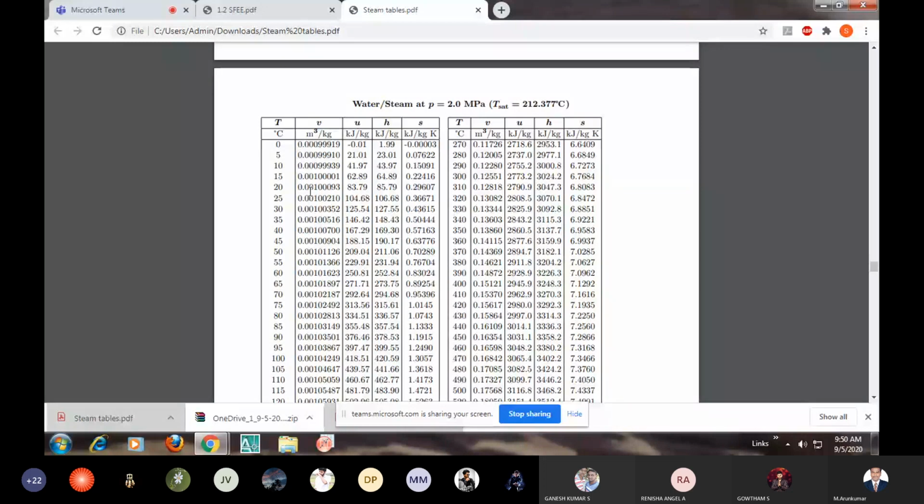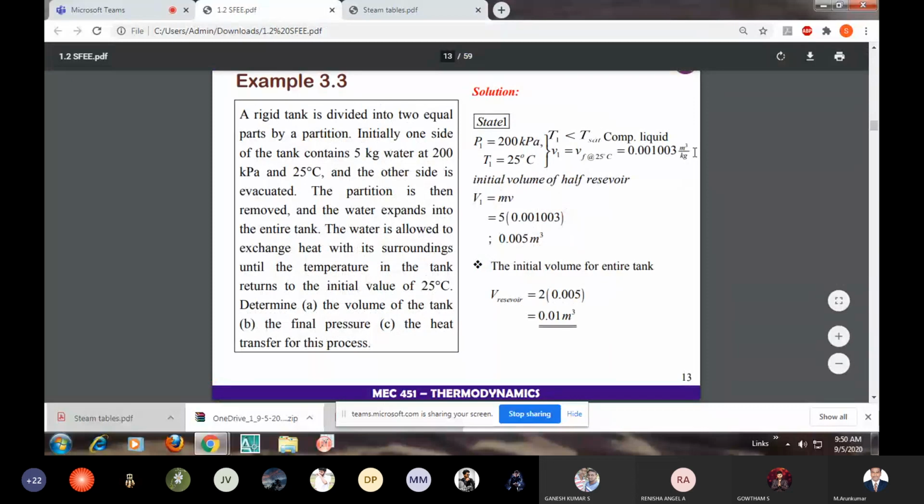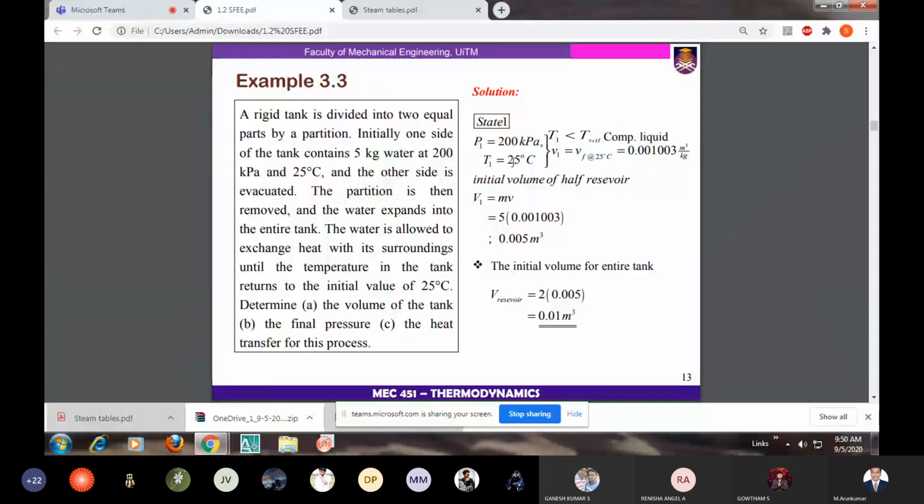I can take the V1 value as 0.001003. Here they were taken 0.3, right, approximately. So this is the way to find the value of V1. Then initial volume of reservoir, capital V1, will be mass into small v1, that is the specific volume. So we found the specific volume here. Then we can multiply with the mass 5 kg to get the volume of the half reservoir.